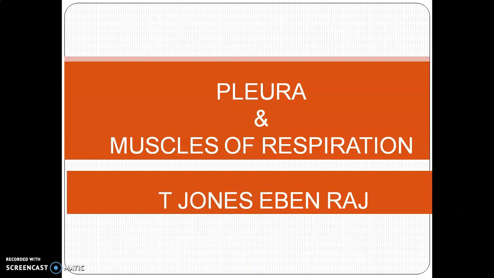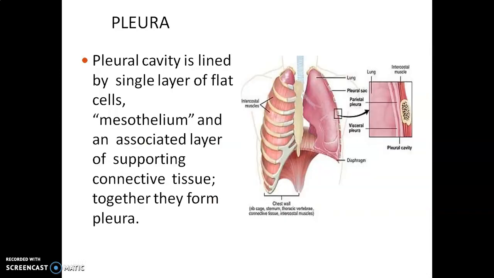Hello everyone, today we are going to see about pleura and muscles of respiration. Pleura is a single layer of mesothelium. It covers the lungs in two layers. Here is a schematic picture to show the thoracic wall and the lungs, which are covered by two layers of pleura: the outermost parietal pleura and the inner visceral pleura. In between there is a cavity, which we call the pleural cavity.